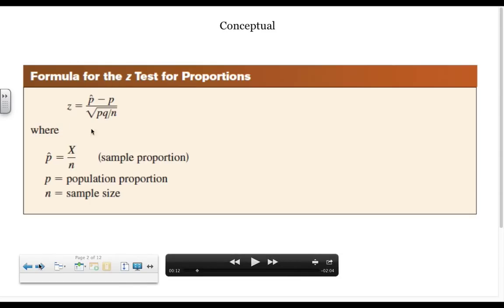So I want you to look at, here's the z-score. Slightly different, with the square root symbol. If we're doing a z-test for proportions, we do p hat minus p over the square root of pq over n. And p hat is the sample proportion, x over n. P is the population proportion, and n is your sample size. So again, not too difficult. You just have to know when you're dealing with proportions versus means.